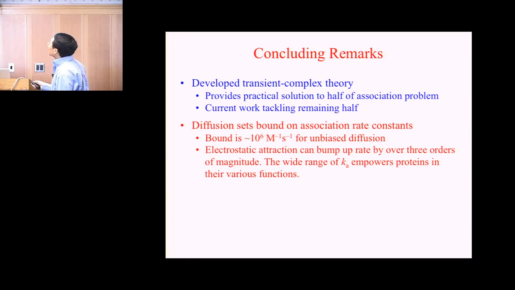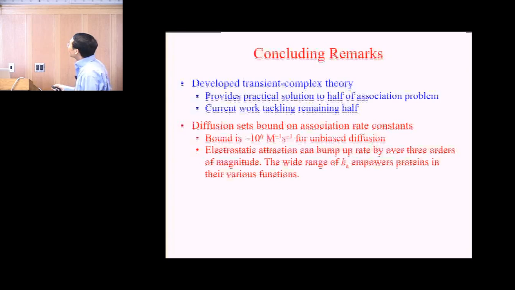Diffusion, regardless of which regime you fall in, always sets an upper bound on the association rate constant, and this bound is of the order of about 10 to the 6 per mole per second. But electrostatic attraction can bump up this rate by 3 orders of magnitude, so that you now have a very wide range of rate constants, and we've seen that this wide range allows proteins to fulfill their various biological functions.